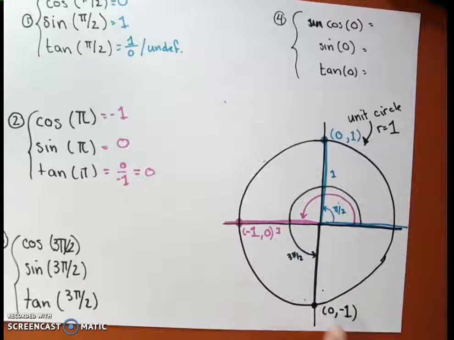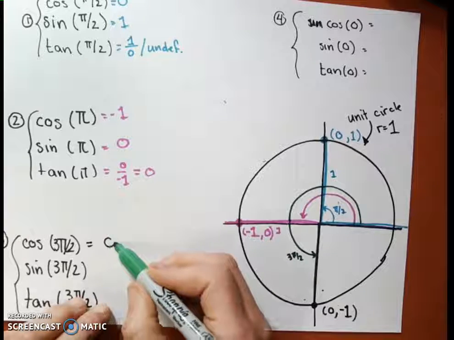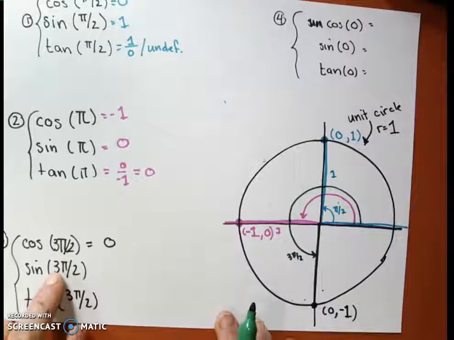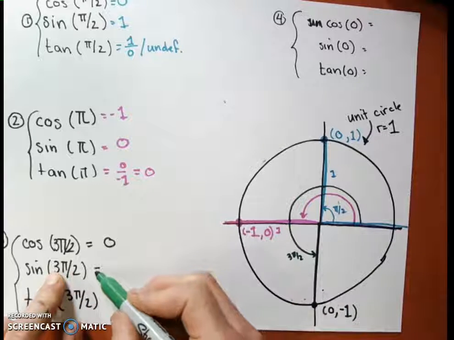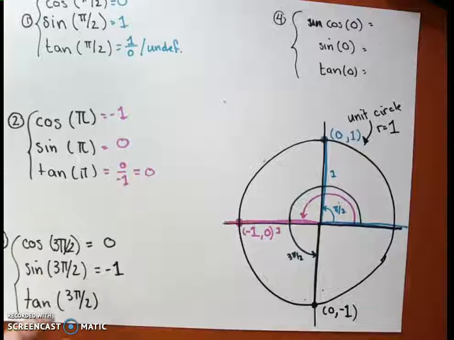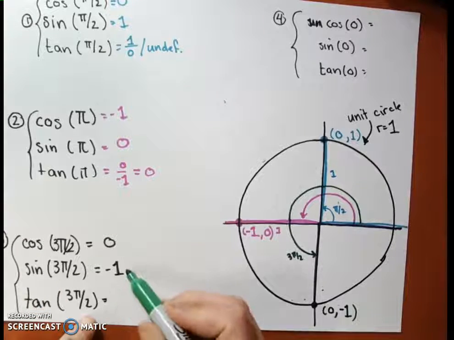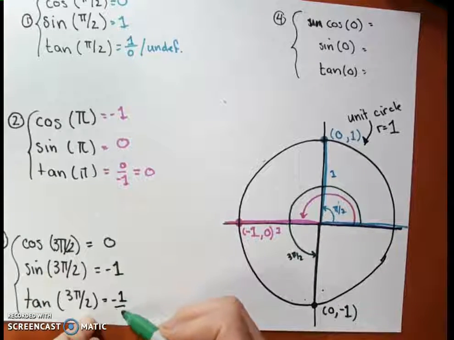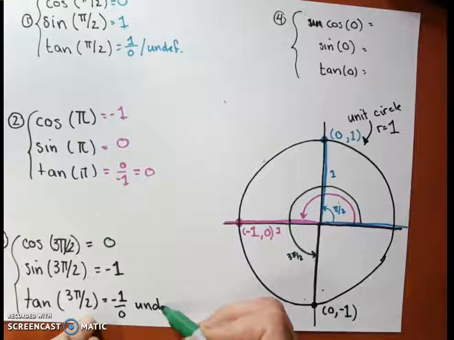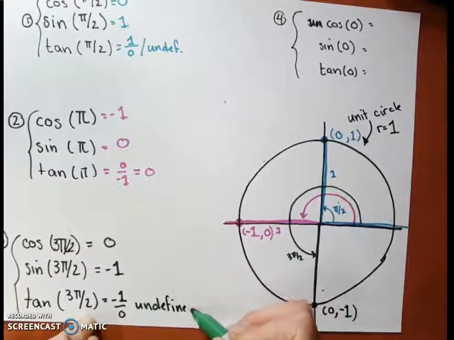So cosine is the x-coordinate. Cosine of 3 pi over 2 will be 0. Sine of 3 pi over 2 will be the y-coordinate, so that's -1. And tangent is going to be the sine over the cosine, which gives me -1 over 0, which again is undefined because I can't divide by 0.